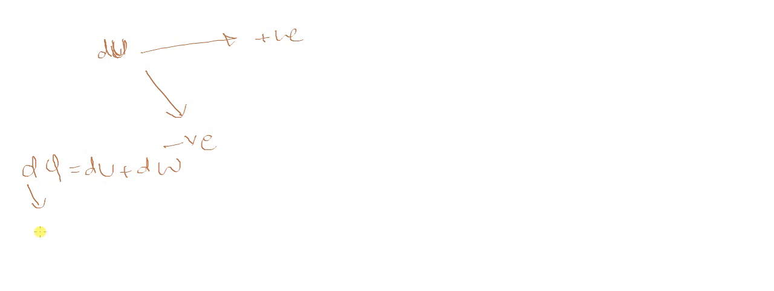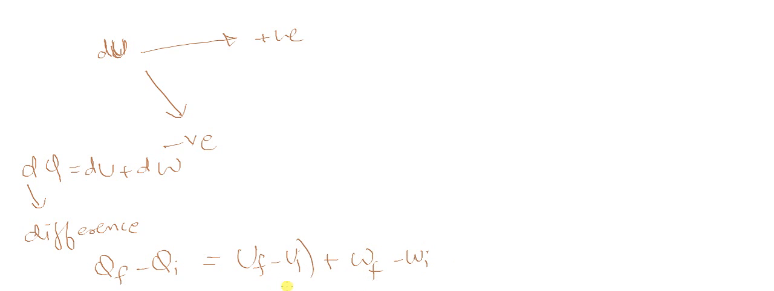d denotes differentiation, that is difference. That means q final minus q initial, which equals u final minus u initial, which also equals work done final minus work done initial. This is how it goes. Whenever you are taking difference, we mean these things. If it is positive, that means internal energy of the gas increases.